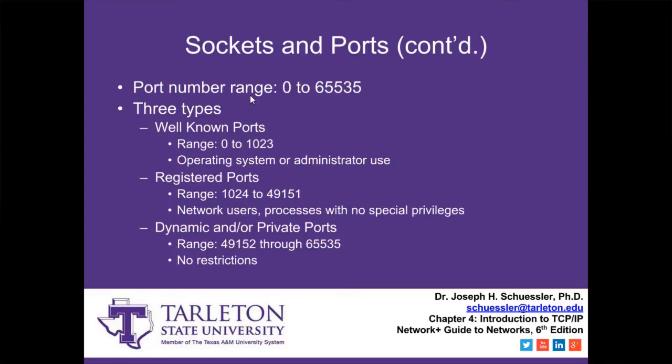Port numbers range from 0 to a little over 65,000, and there are 3 general classes of ports, if you will, or port ranges. Well-known ports are 0 to 1023, and these are controlled by the operating system or the administrator. And these are very important ports because these are ones that are typically used by the administrator or by the operating system, and can be a problem if they're not managed properly in terms of being a security risk. Registered ports are 1024 to 49,151. Network users and processors with no special privilege. So these are sometimes referred to as privileged ports.